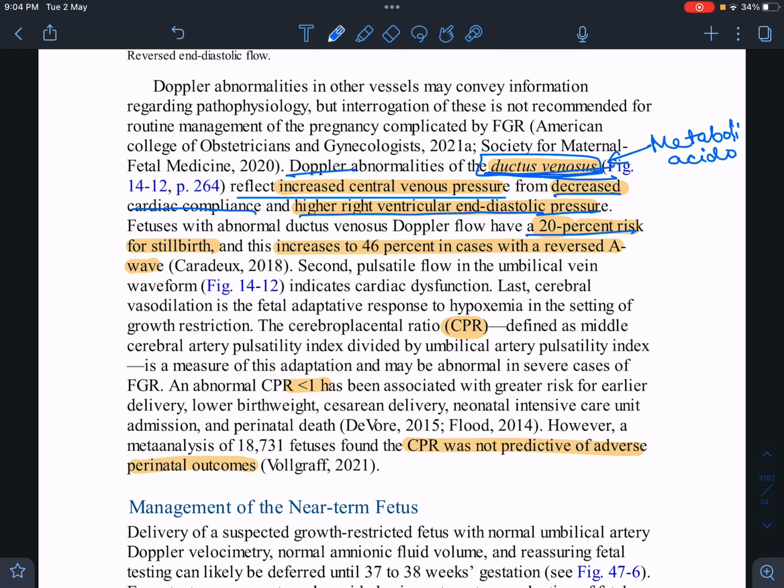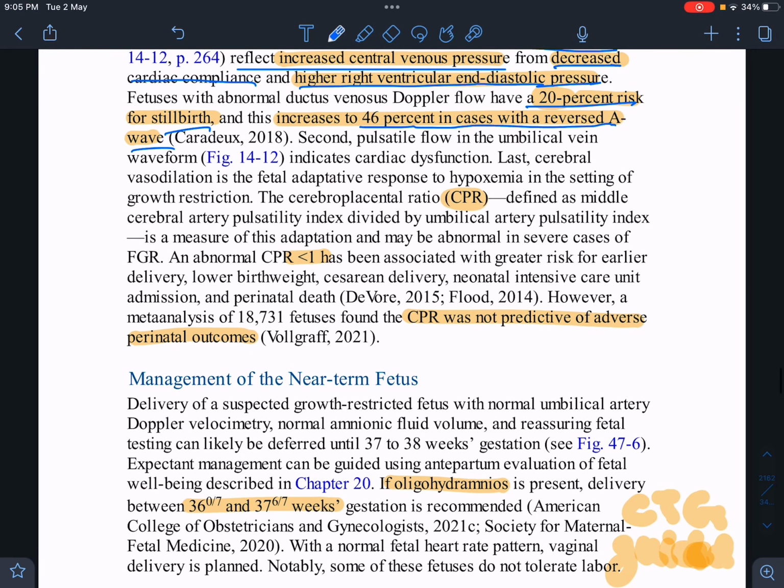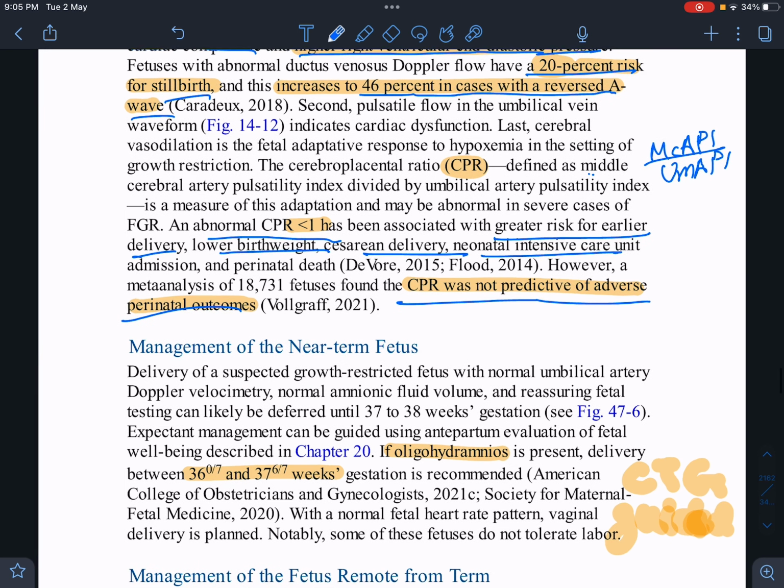Now there is a 20% risk of stillbirth in such patients, and it increases to 46% when there is a reversed A wave in the ductus venosus. So this is something very important. CPR ratio is the ratio of MCA-PI, the middle cerebral artery pulsatility index, upon the umbilical artery pulsatility index. Abnormal is CPR less than 1. Greater risk for early delivery, low birth weight, cesarean delivery, and ICU admission and all. CPR was not predictive of adverse perinatal outcomes.